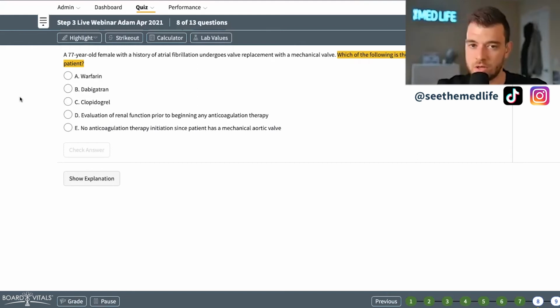Think to yourself, what drugs do you need to evaluate renal function for? So what are they getting at there? And then no anticoagulation therapy initiation since patient has a mechanical aortic valve. Okay, so it's probably a valve question. And it's a short stem.